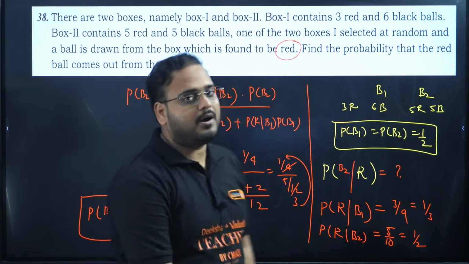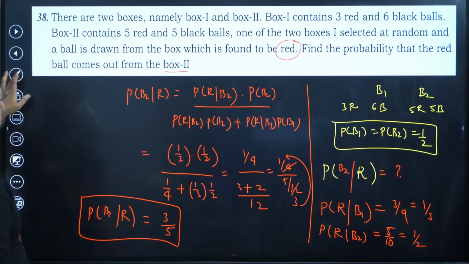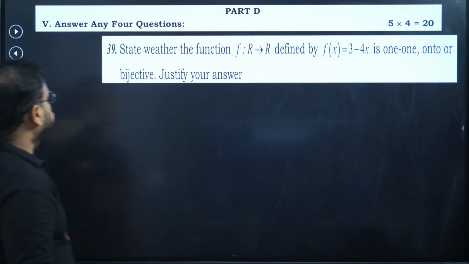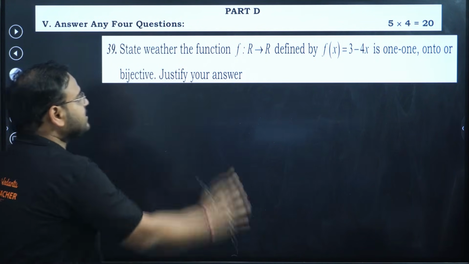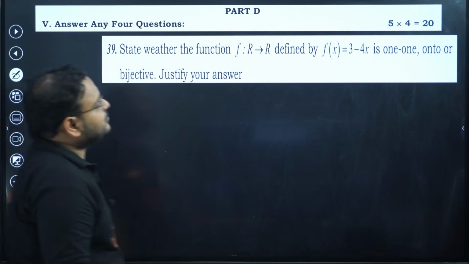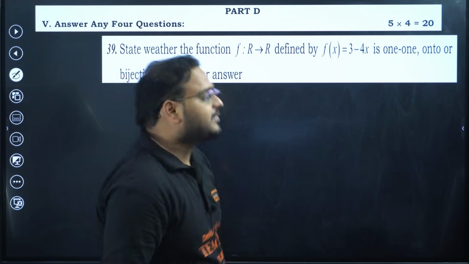Model question paper number 1. Clear? The 38th is done. Now we'll move on to questions from section D, the 5 marker. The first one is very simple: state whether the given function is one-one, onto or not, and if it is one-one, onto or bijective, justify why it is like that.